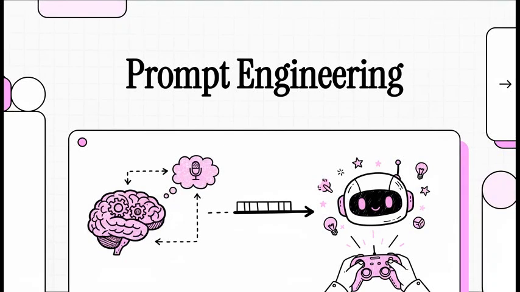So you want to unlock the real power of AI? Well, guess what? You don't actually need a better AI. You just need a better way of talking to it. Today, we're diving into prompt engineering. It's the skill that, honestly, turns you from a user into the master of the machine.